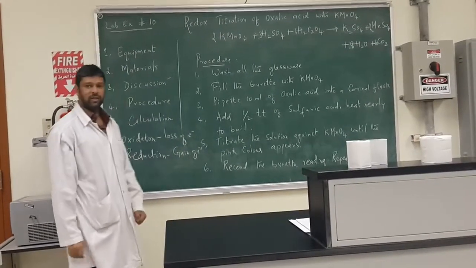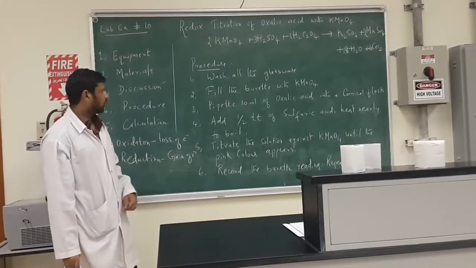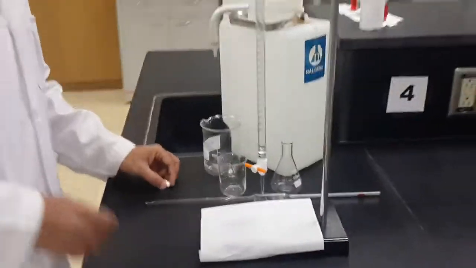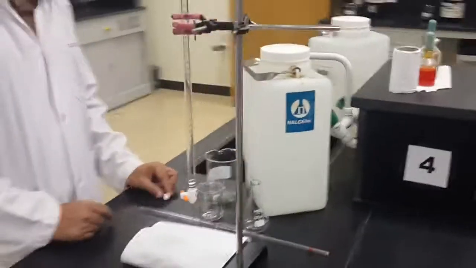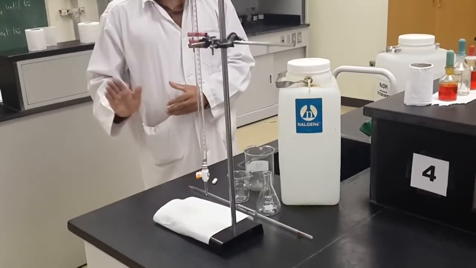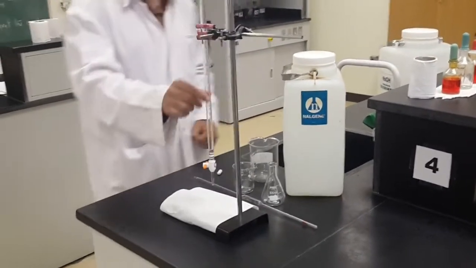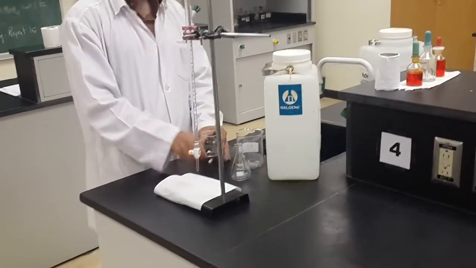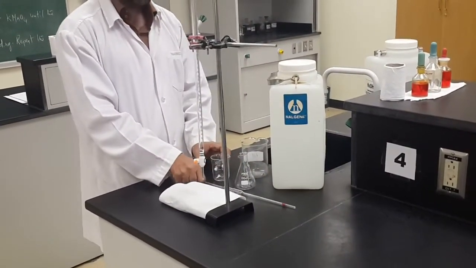Now the procedure plays a very important role. Let me concentrate here and show the experiment. When the procedure is written on the board, the first step is you have to wash all the glasswares: burette, beakers, conical flask, pipette. First you have to wash all the glasswares.